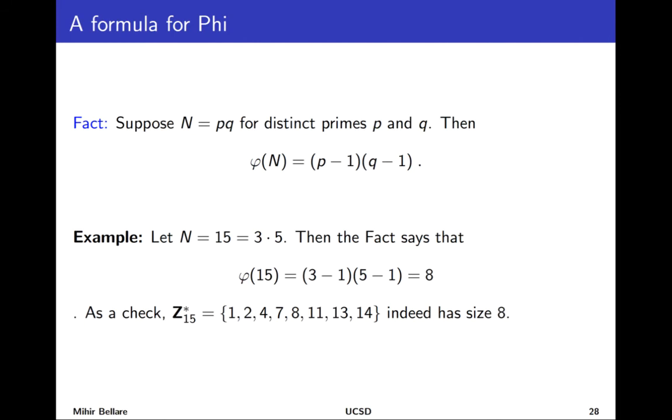This is an example we did on the prior few slides. If you go back and check, indeed Z star 15, if you list it, is this. And if you count, there really are 8 things in it. So we haven't proved the formula, but we're illustrating it.